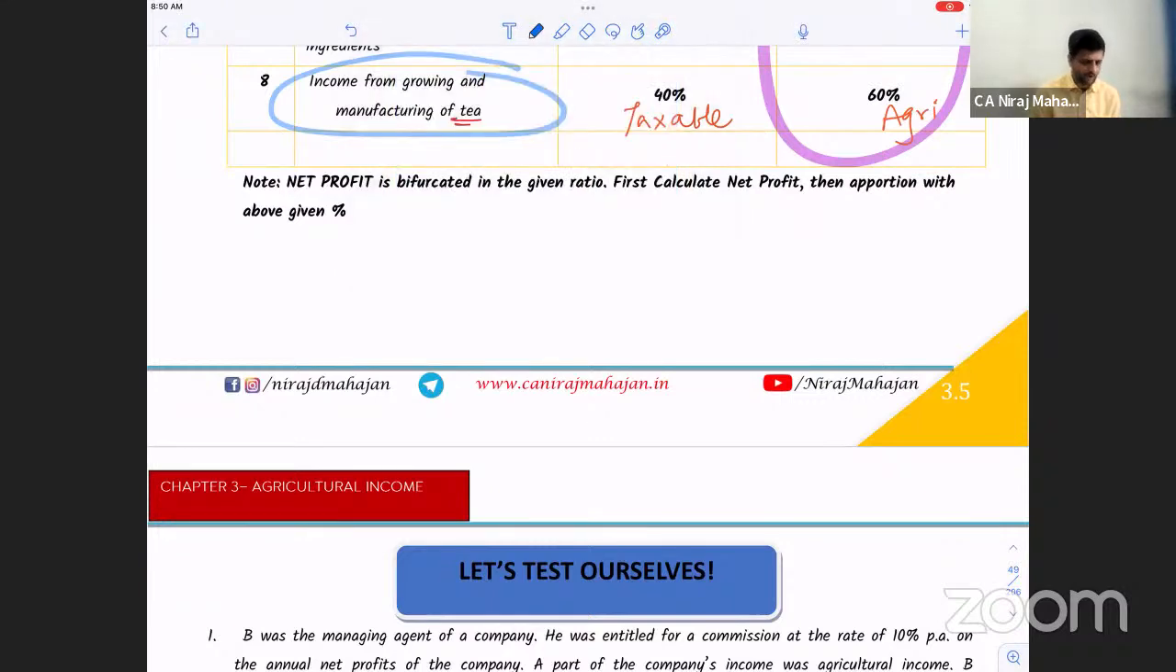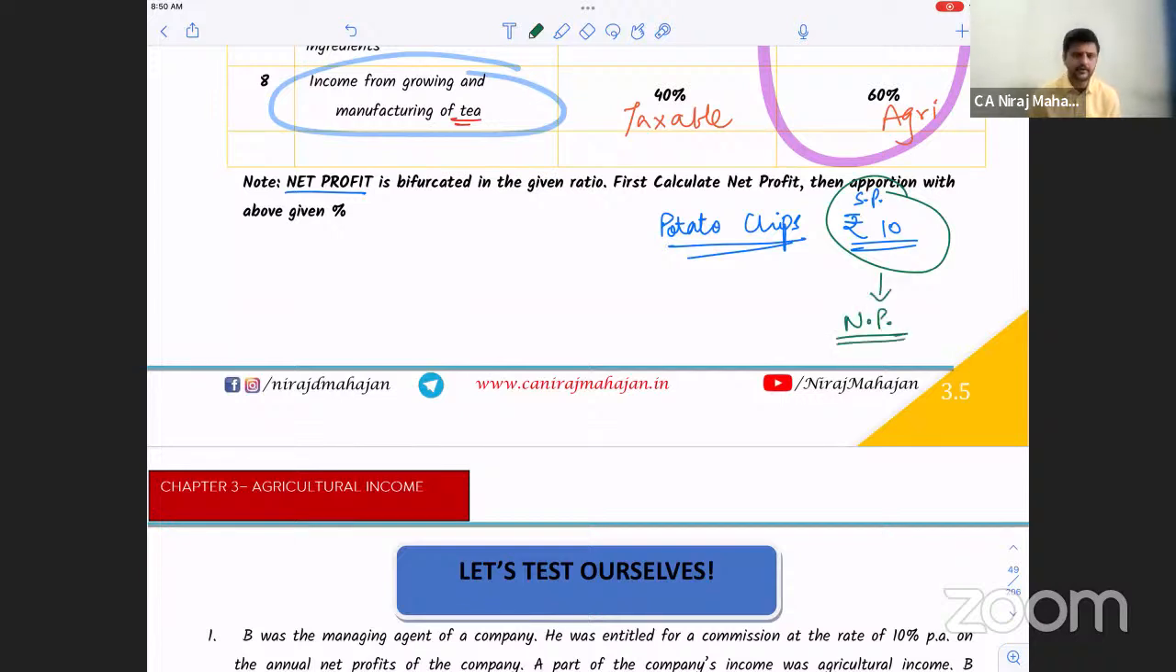One of the last points: net profit is bifurcated in the above ratio or given ratio. First, calculate net profit, then apportion with the above given percentage. Let me again, for the last time, give you the same example, potato chips. Pay attention. I am selling it at a selling price of ₹10. Now to apportion between that business and agri, let us say 50-50%, 60-40%. But I am not going to apportion the selling price. What am I going to apportion? Only net profit. Clear till here?